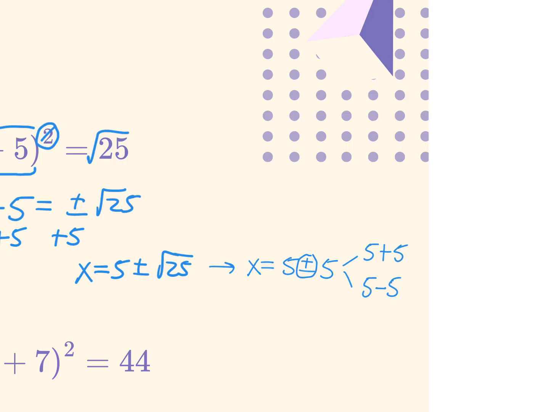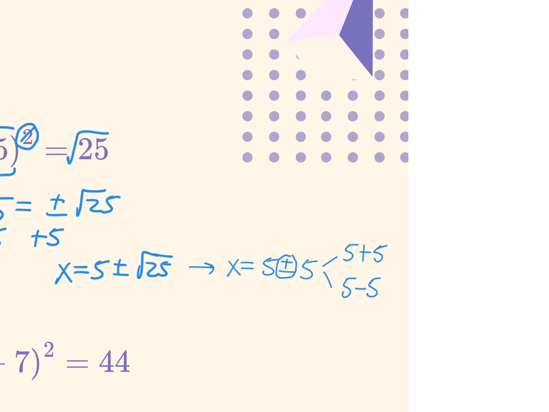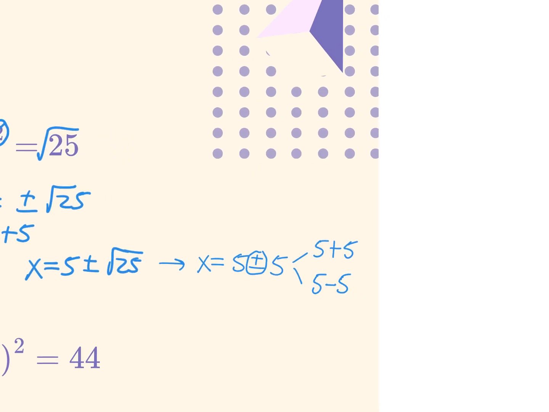I'm able to do it here and not before because this time we do have whole numbers that we're able to combine. So one of my answers is going to be 5 plus 5, so 10. My other answer is going to be 5 minus 5, which is 0.